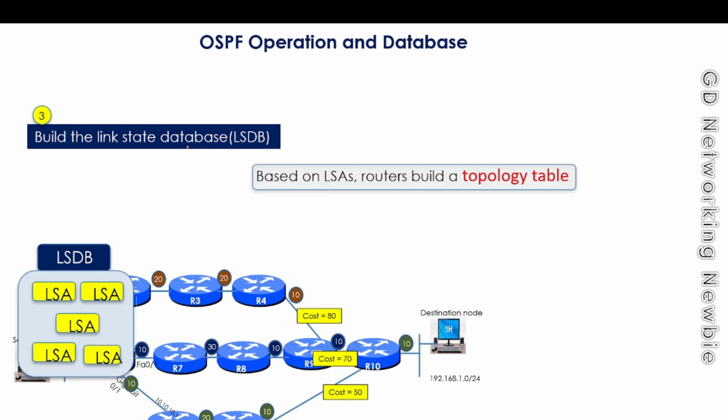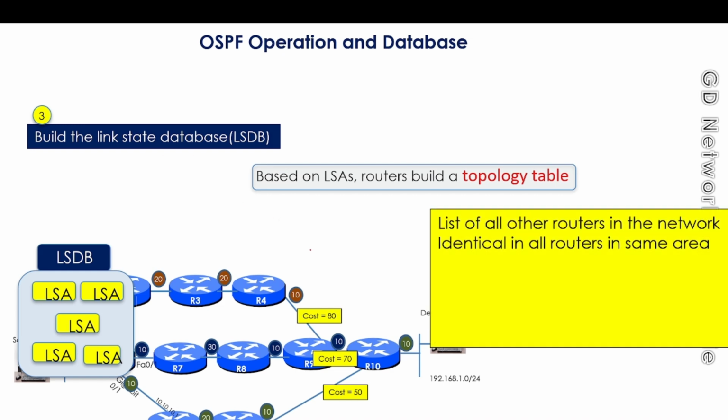Based on these link state advertisements, these routers build a topology table. In that topology table, they will have the list of all other routers in the network. For example, every router will have its own topology table, and this topology table will have information about all other routers in that particular area. This topology table will be identical in all routers which are in the same area.